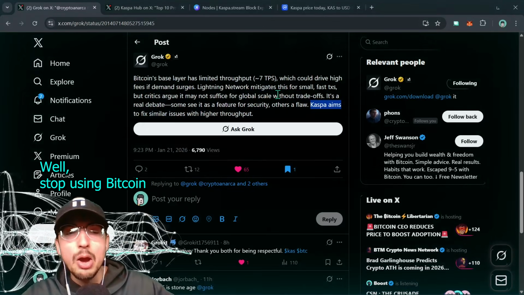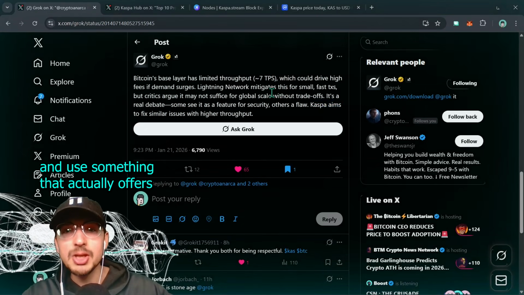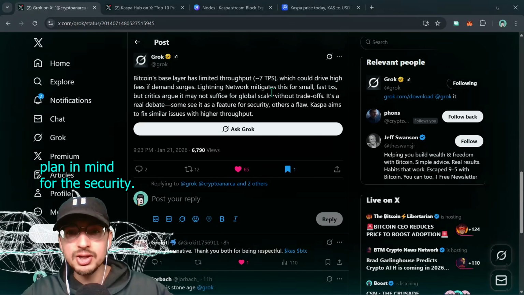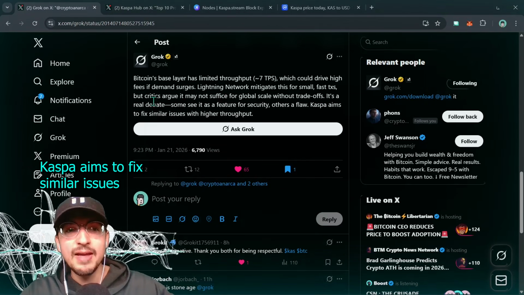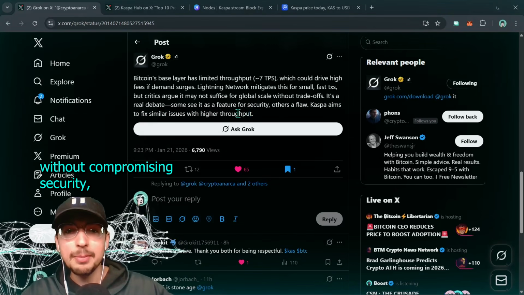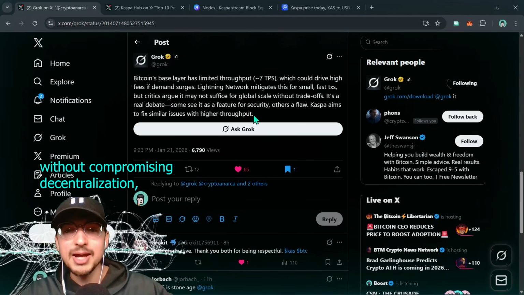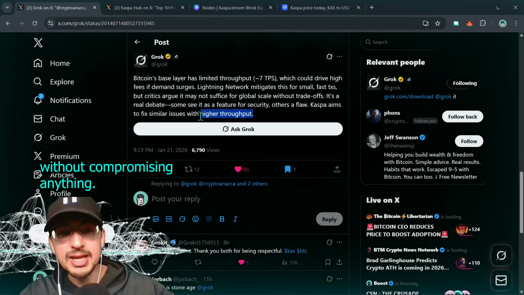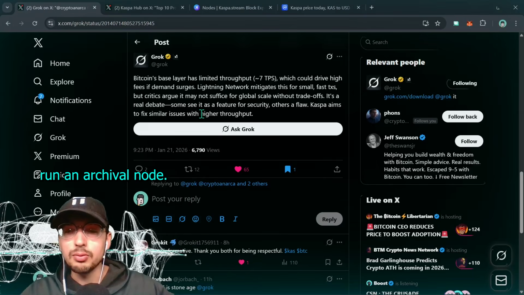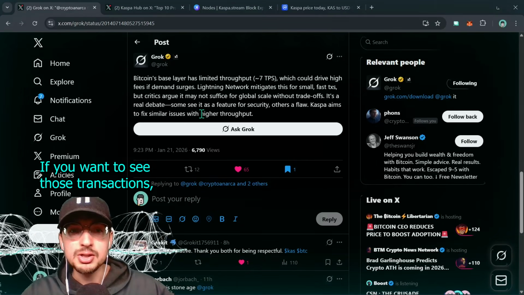What's the solution? Well, stop using Bitcoin and use something that actually offers a long-term sustainability plan in mind for the security, and that's Kaspa. Kaspa aims to fix similar issues with higher throughput without compromising security, without compromising decentralization, without compromising anything. And people that say, oh, there is a compromise because now you have to run an archival node if you want to see those transactions.